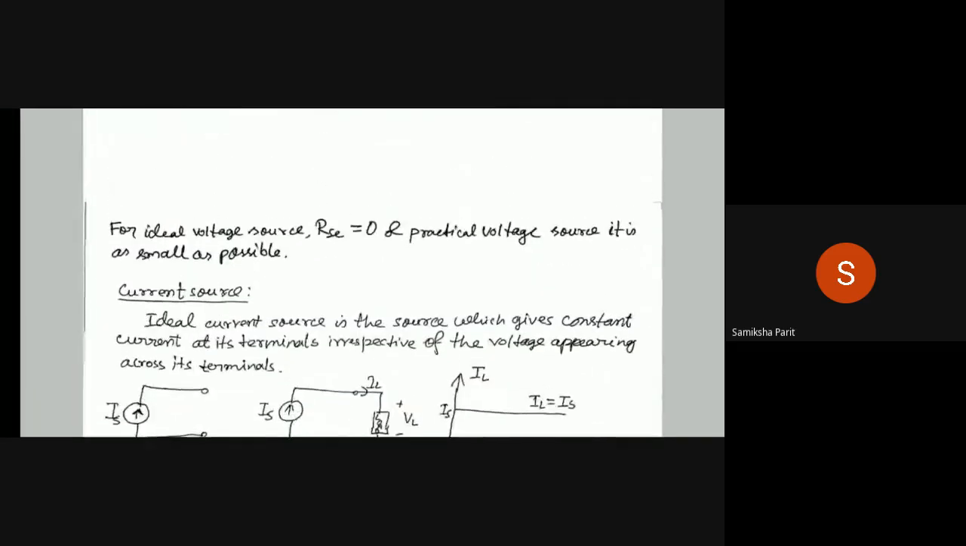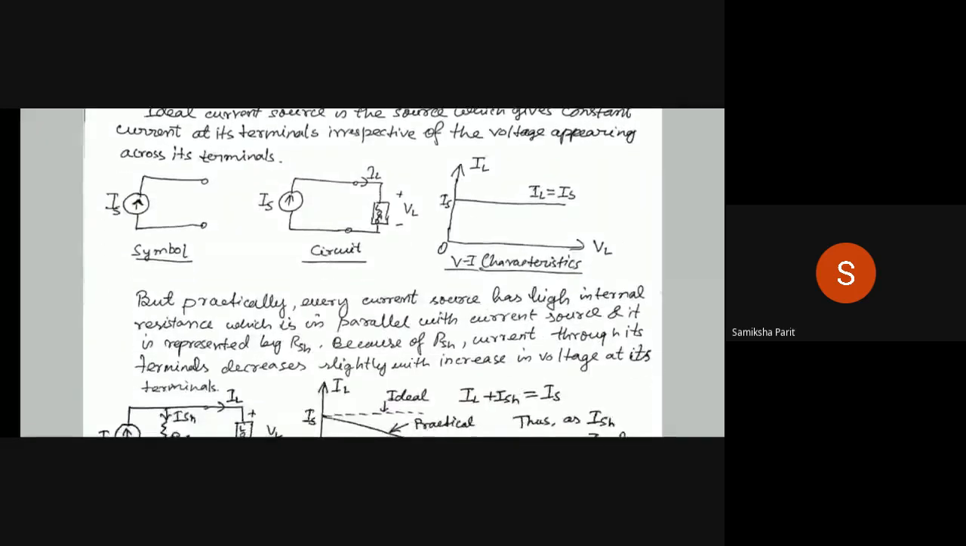Previously in the voltage source, what was the condition? This was the condition. For an ideal voltage source, RSE is equal to 0 because it was in series. Here in current it is in parallel, but in the voltage source, RSE was in series. So an ideal voltage source had RSE equal to 0 and a practical voltage source is as small as possible. And in the current source, we saw for an ideal current source, RSH is equal to infinite, while for a practical current source, it is as high as possible.